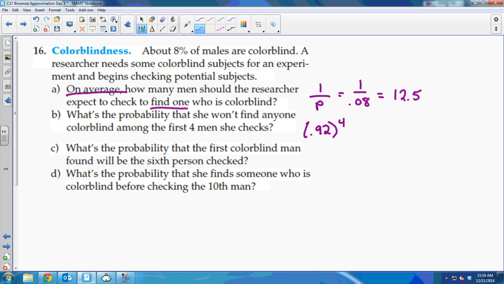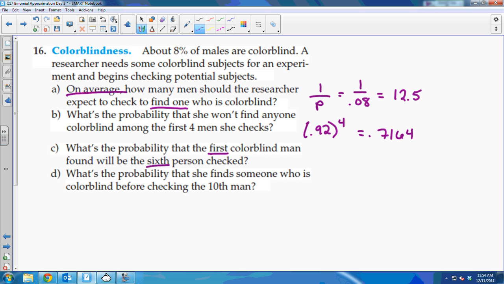For the 4, there's 4 men. We're not finding any colorblind among the first 4. So colorblind was 0.08, so not colorblind is 0.92. So that's 0.7164. So far, so good? On C, what's the probability that the first colorblind man found will be the 6th person?